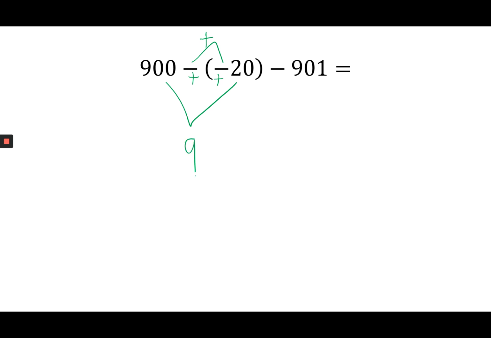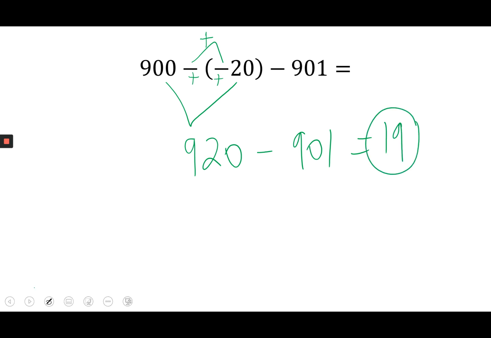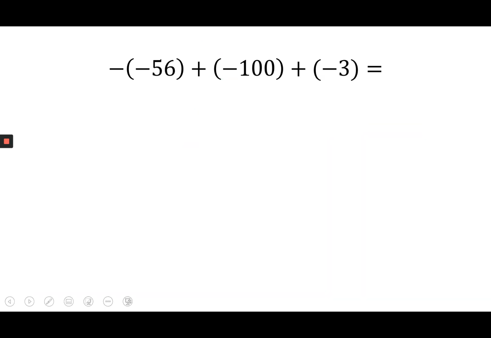So 900 plus 20 is 920. Minus 901 is 19. When we see negative, negative, what do we do? We just make it positive, right?